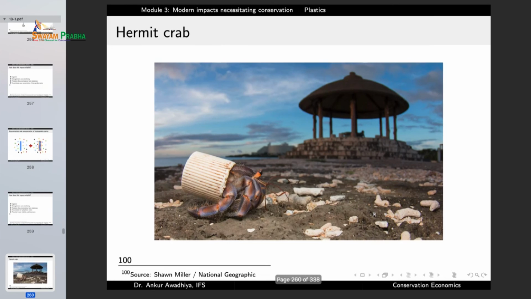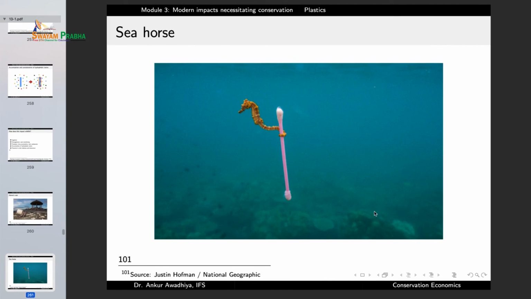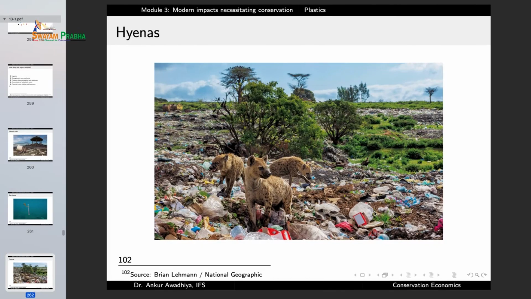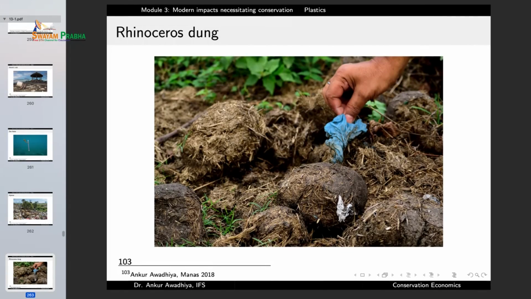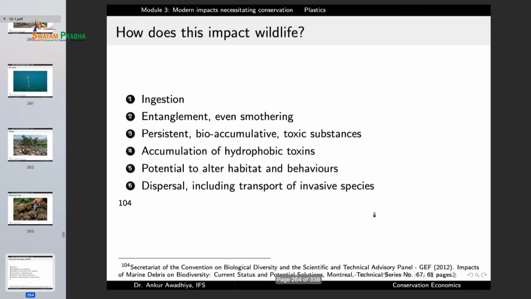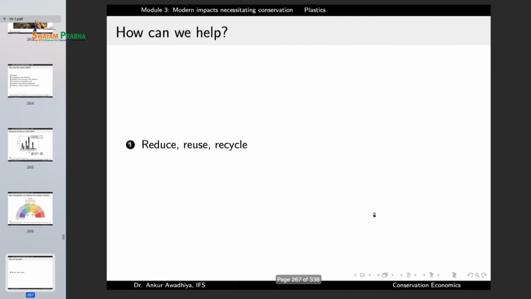Potential to alter habitat and behavior. So we are observing that organisms are now living with these plastics. They are showing a behavior that is not a natural behavior. And we are seeing this even inside of the tiger reserves. And they are aiding in the dispersal of invasive species.